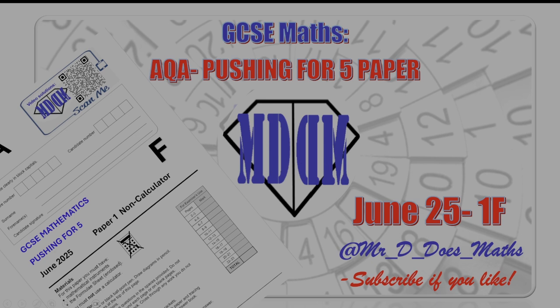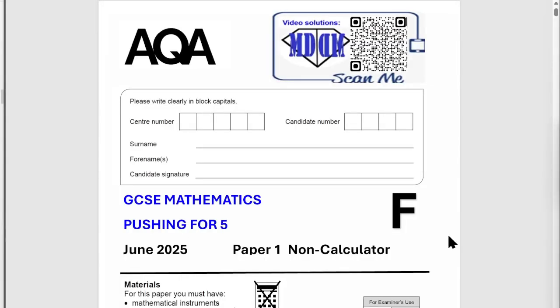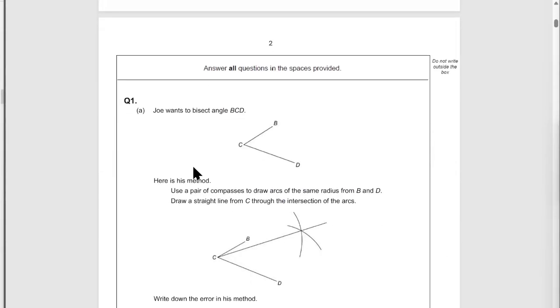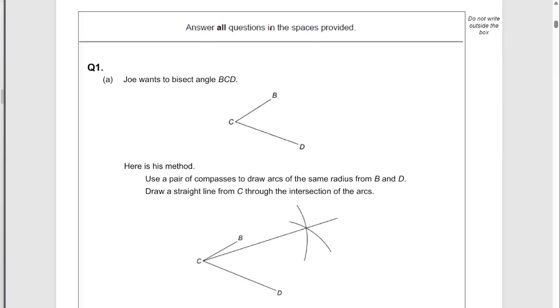Right, okay, let's start the paper. So question 1, Joe wants to bisect the angle BCD. He uses this method: use a pair of compasses to draw arcs the same radius from B and D, draw a straight line to intersect the arc through C. Write down the error with his method.